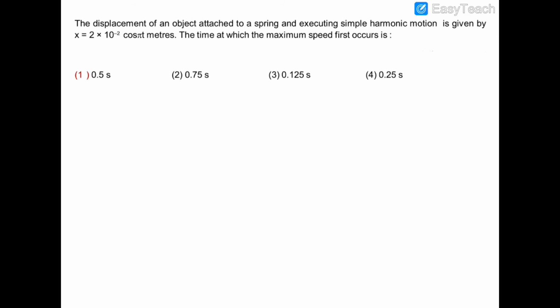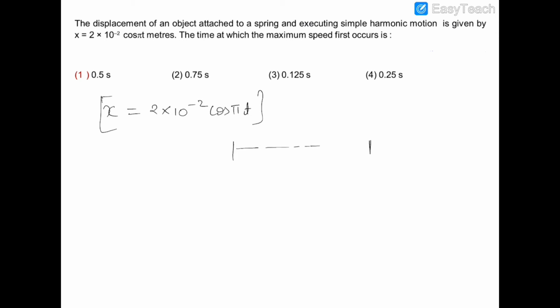In this question, it is given that the displacement of an object which is executing simple harmonic motion is given as x is equal to 2 into 10 raised to power minus 2 cos pi t meters. Now we have to find out the time in which its speed will become maximum for the first time.